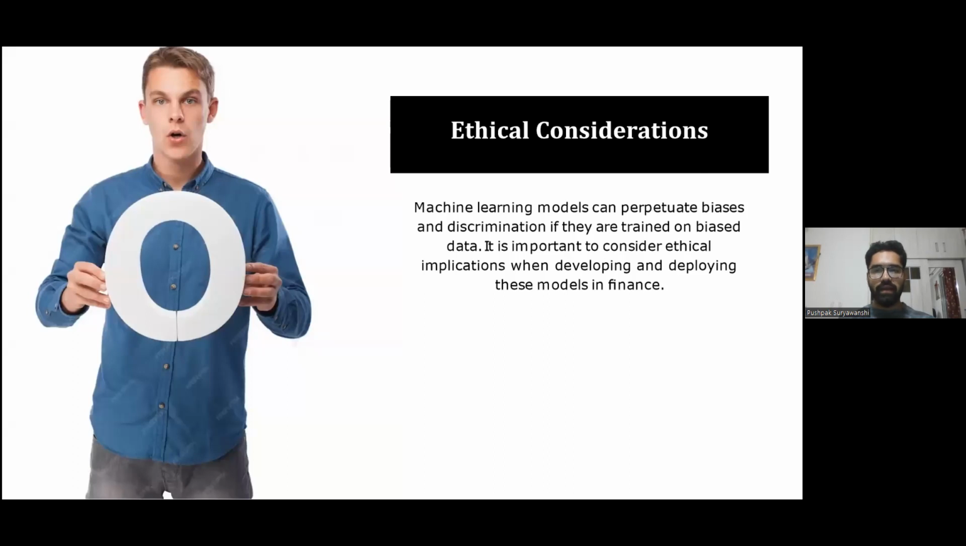Next is ethical considerations. Machine learning models can perpetuate biases and discrimination if they are trained on biased data, and it is important to consider ethical implications when developing and deploying these models in finance. For example, we have trained a machine learning model only on female candidates, and the task of the model is to approve a specific candidate on the basis of their interview.